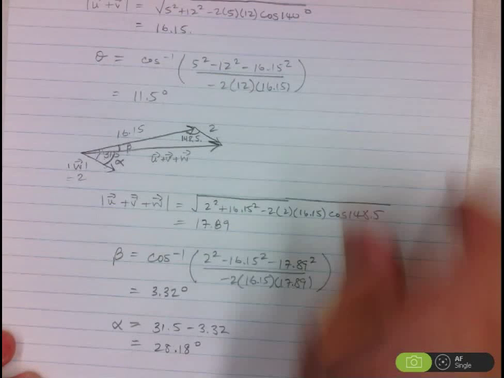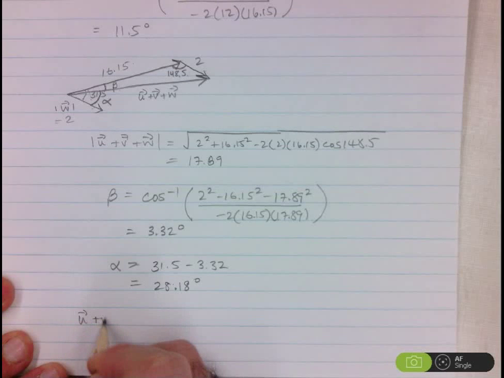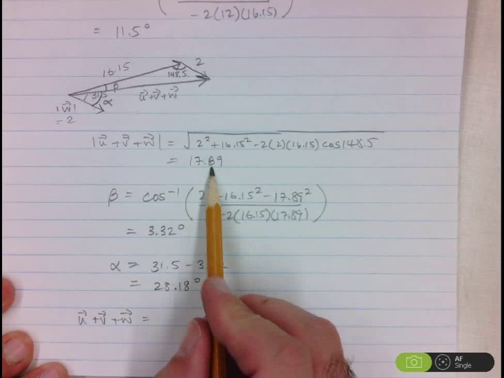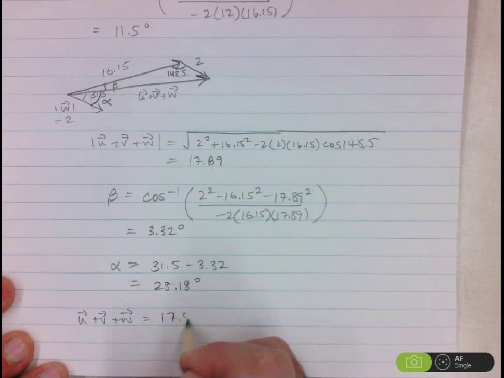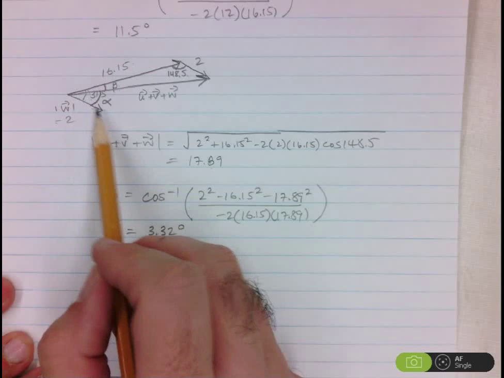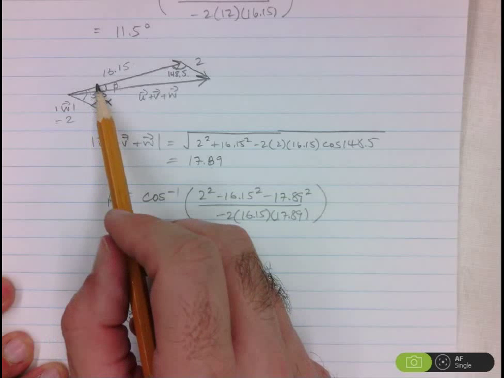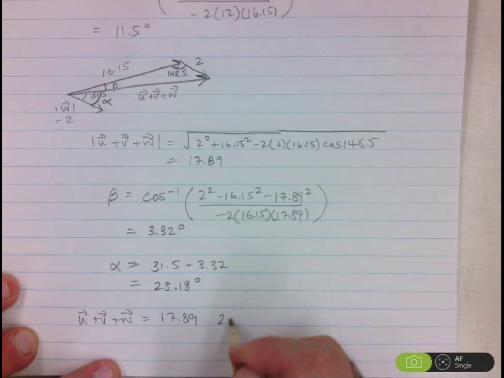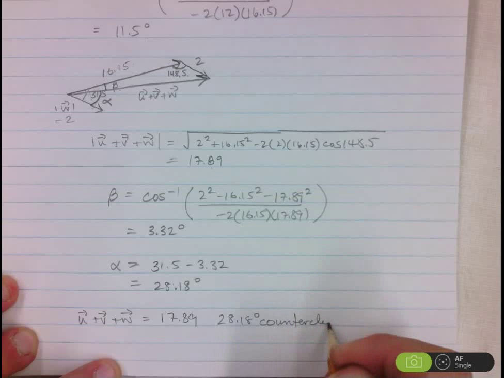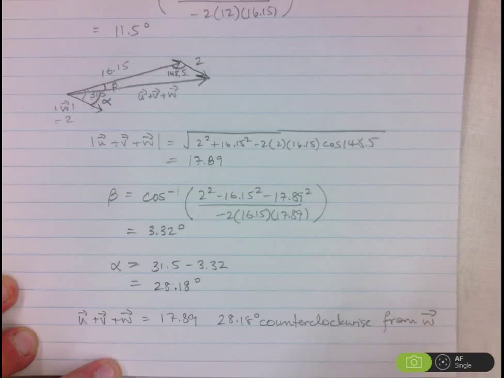Now I can give my final answer. We have that u plus v plus w is equal to, our magnitude, 17.89. The way I'm going to describe this is relative to vector w. I'm going 28.18 degrees in the counterclockwise direction. So I'll describe this as 28.18 degrees counterclockwise from w. And there we have it.